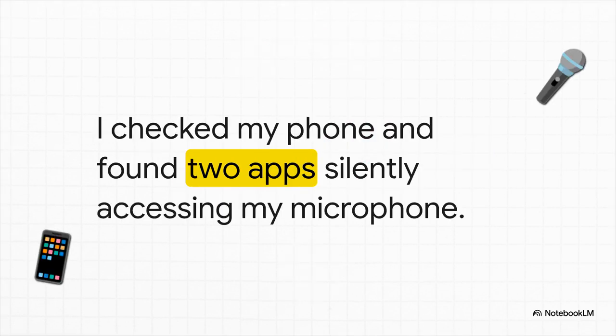Actually, let me tell you what happened when I checked my own phone last week using the exact same methods we're going to cover today. The result? I found 2 apps that I literally hadn't opened in months, just silently accessing my microphone in the background. It's a very real, very active threat, so let's fix it.